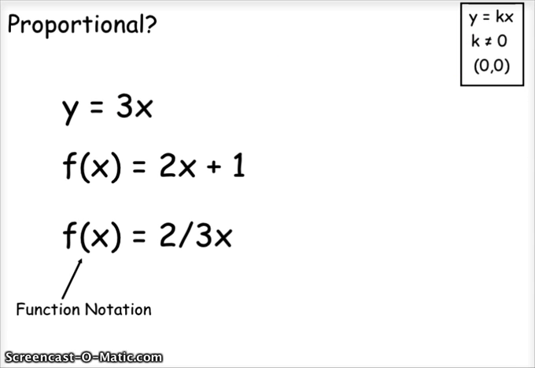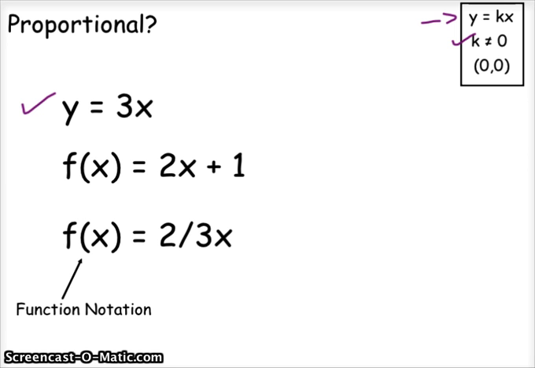In equation form, it's a little easier to see whether or not something is proportional or not. Really, all it has to do is mimic this equation on top of y equals kx. First one, y equals 3x, k would be 3, so k is not 0, and it meets that equation, which means it will ultimately go through 0, 0.